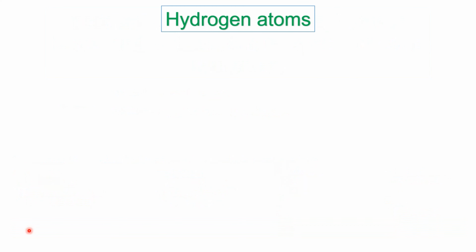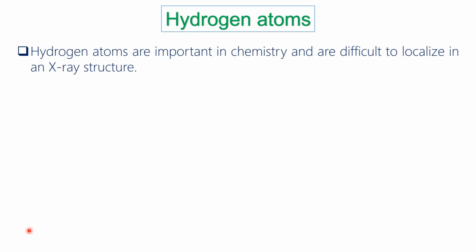So before going to the refinement parts, let's have a quick look at the hydrogen atoms. Hydrogen atoms, as we know, are very important in chemistry and they are difficult to localize in X-ray diffraction because the diffraction power depends upon the number of electrons in the particular atom. The hydrogen atom has only one electron, so its diffraction power is weak and it is difficult to localize, especially in the presence of heavy atoms using X-ray structure.